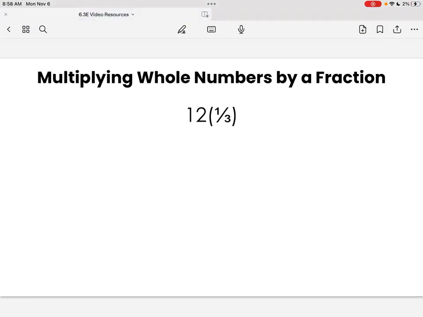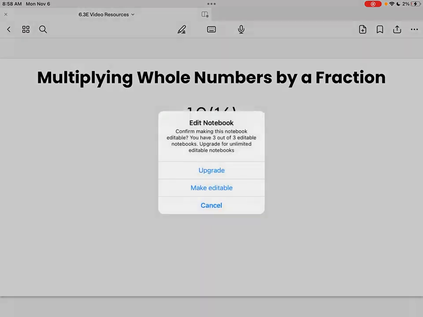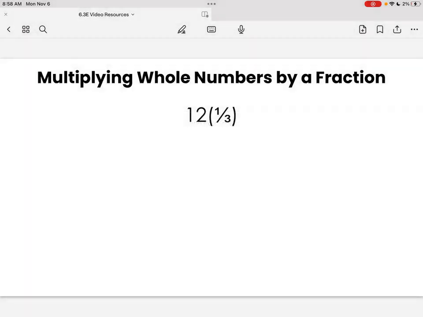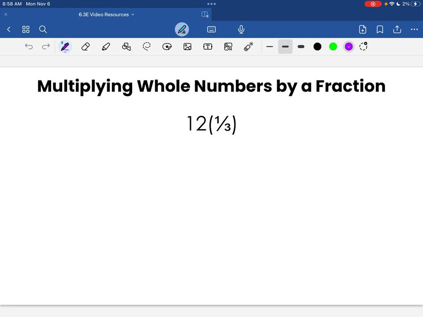Hey guys, today we are going to be looking at how to multiply whole numbers by fractions. And the first expression that we're going to look at is 12 times 1/3, or 12 groups of 1/3. I know that multiplication is associative and commutative, meaning that 12 times 1/3 is the same thing as 1/3 times 12. So I'm going to think of this in terms of a strip diagram.